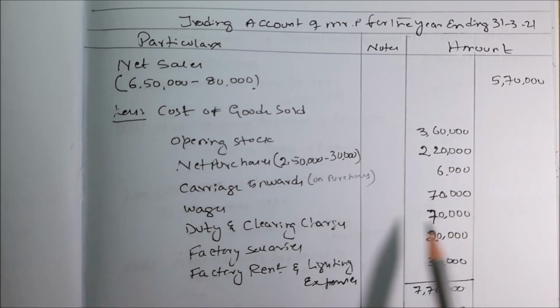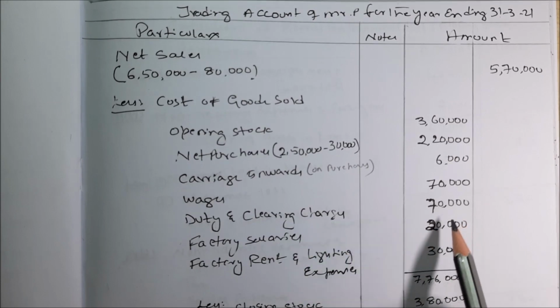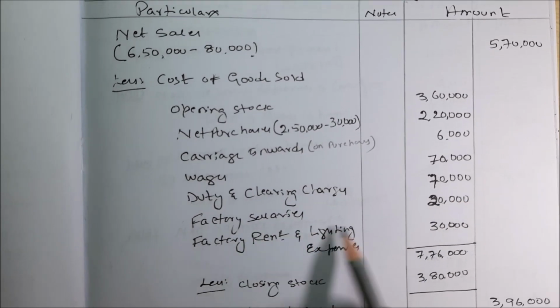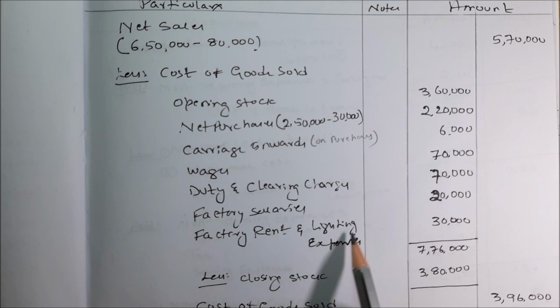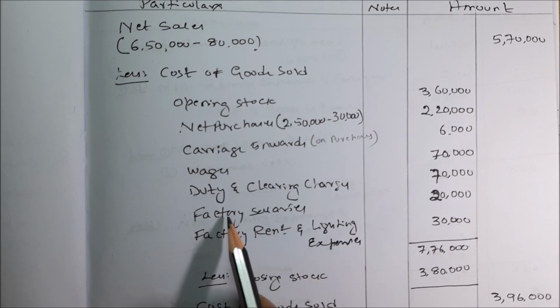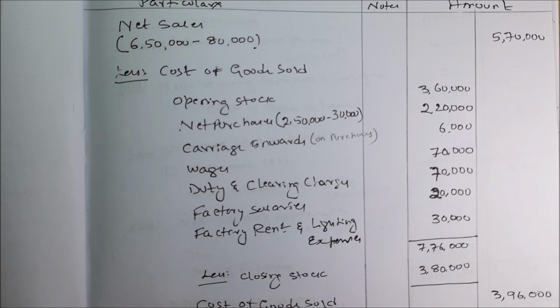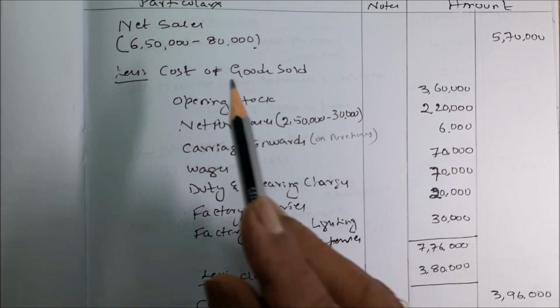Then wages 70,000, duty and clearing charges 70,000, factory salaries 20,000, factory rent and lighting. It is factory, you must be very careful. Factory means it is direct. If it is office, what is it? Indirect. So office means it appears under profit and loss account, factory means it appears under trading account.